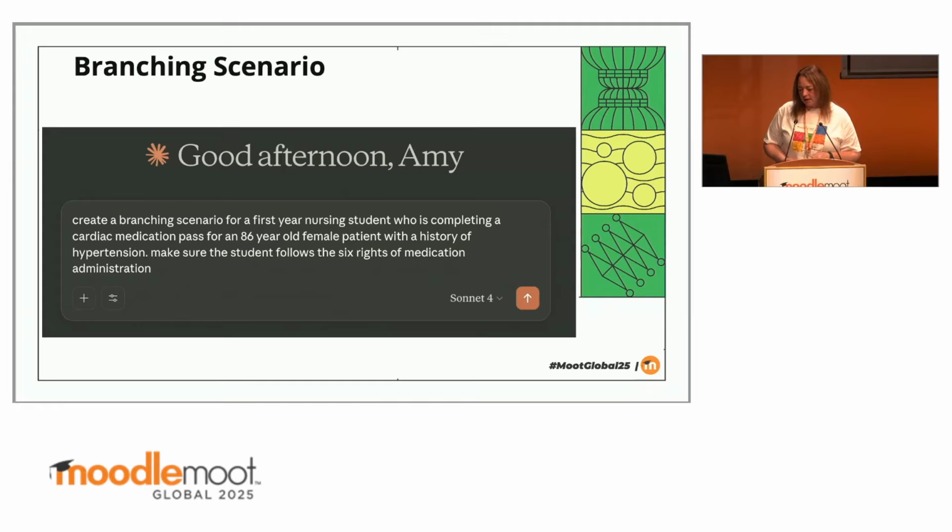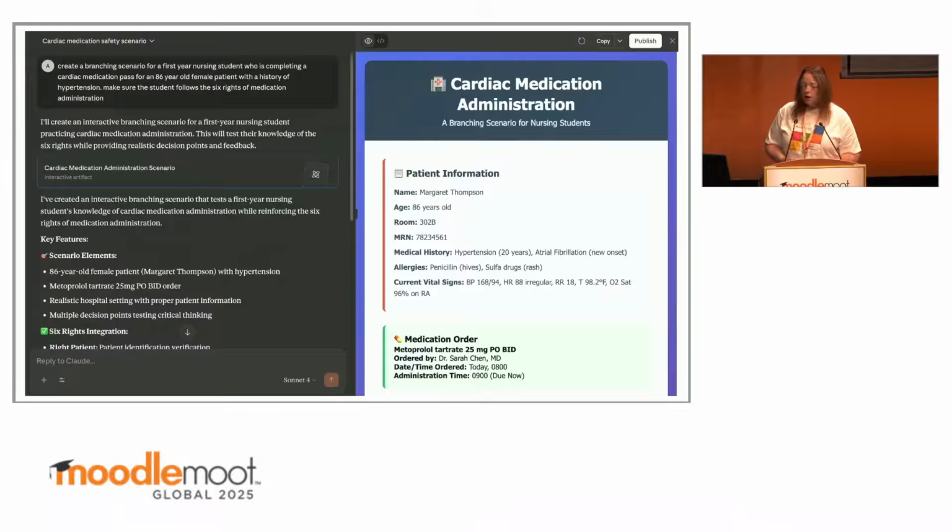Generating those complex activities. So here we go. I put in a prompt into Claude earlier, asking Claude to create a branching scenario for a first-year nursing student who's going to complete a cardiac medication med pass for an 86-year-old female patient with a history of hypertension, so high blood pressure, and make sure the student follows the 6 rights of medication administration in this branching scenario. So Claude did that for me.